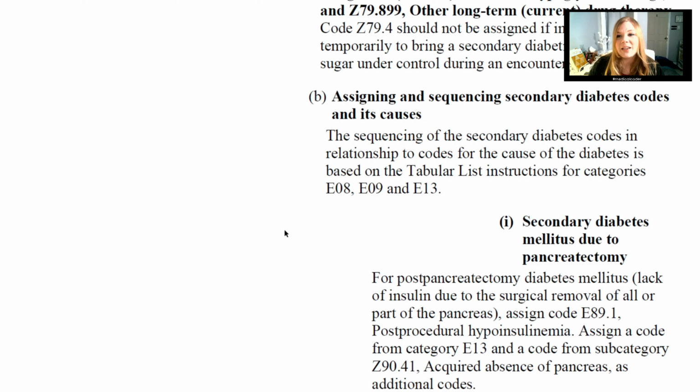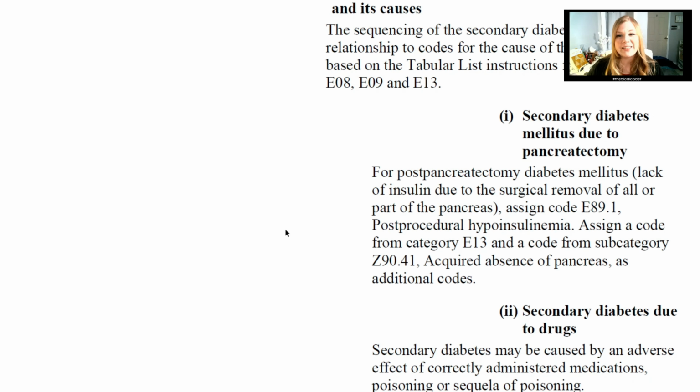Assigning and sequencing secondary diabetes codes and its causes. The sequencing of the secondary diabetes codes in relationship to codes for the cause of the diabetes is based on the tabular list instructions for categories E08, E09, and E13. When a patient has secondary diabetes due to a pancreatectomy, that results in a lack of insulin due to the surgical removal of the pancreas, we assign code E89.1, post-procedural hypoinsulinemia. And then we assign a code from category E13 for the diabetes and a code from subcategory Z90.41, which is acquired absence of pancreas, and that's the additional code.